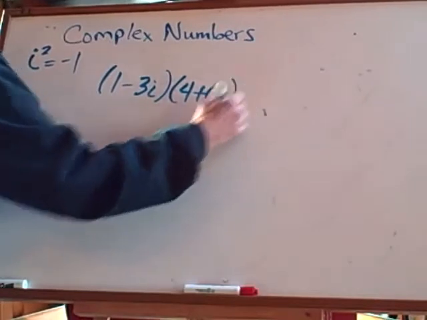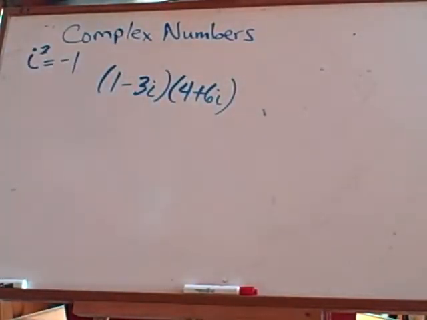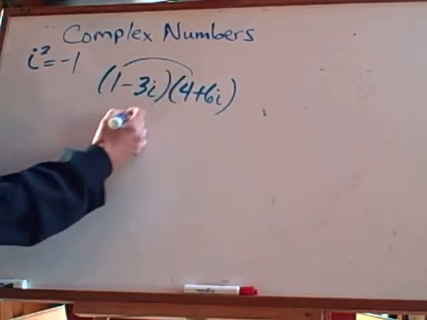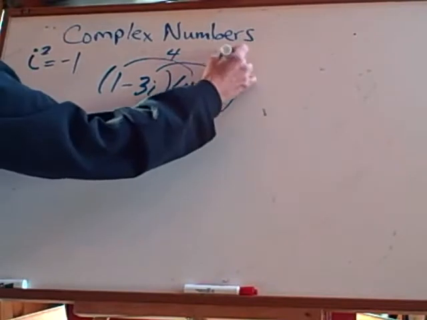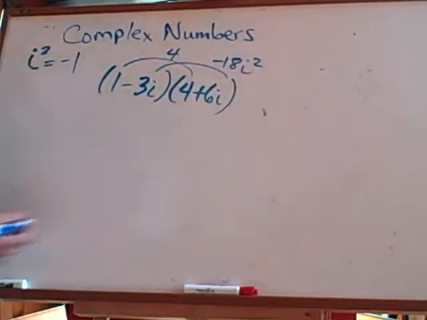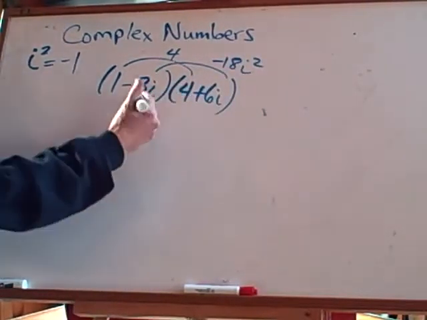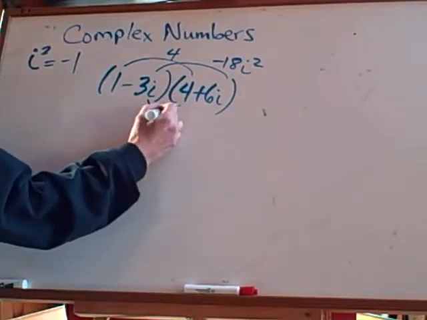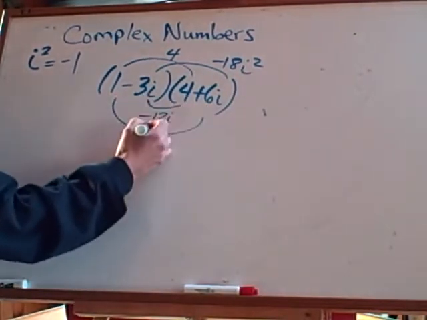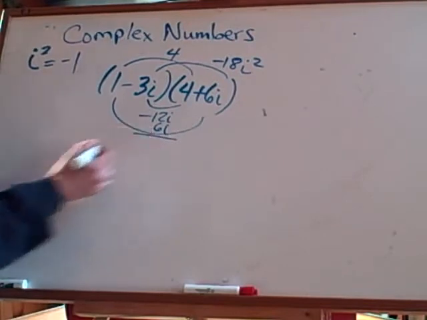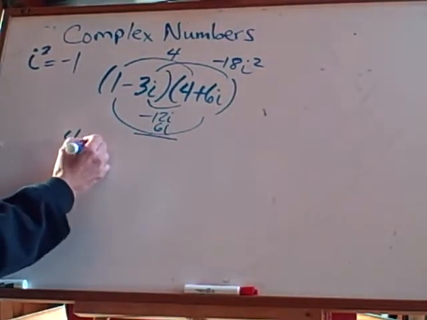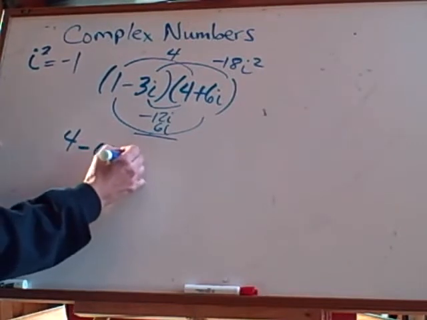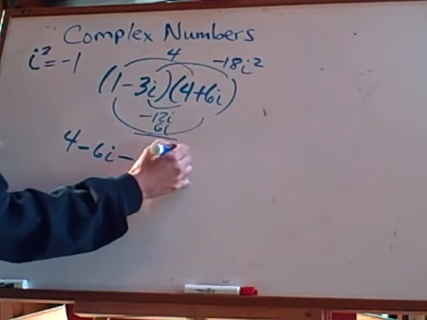All right. So I'm just going to do first, outer, inner, last. 1 times 4 is going to give me 4. This right here is going to give me -18i squared. And inside gives me -12i. Outside gives me a +6i. And so I'm going to write it down here. So it's going to look like 4 minus 6i minus 18i squared.